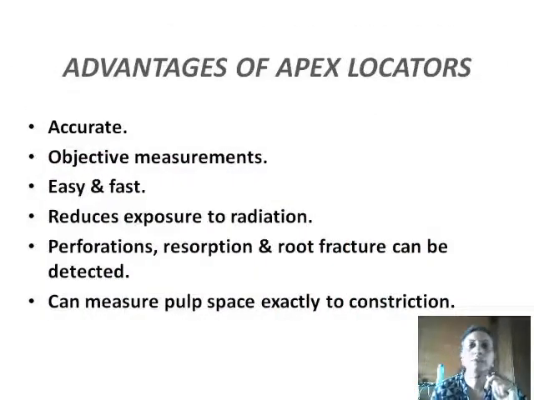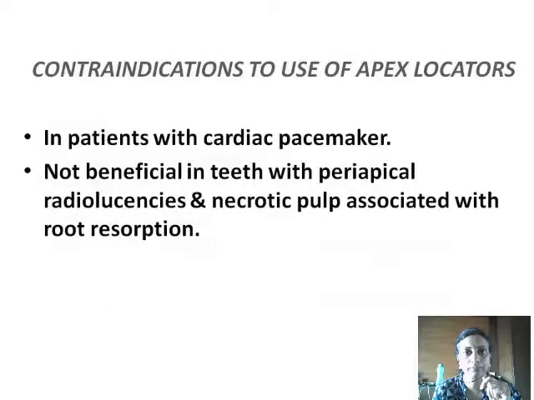So what are the advantages of apex locators? They are accurate, they are very objective in their measurements, and you don't need to keep repeating a radiograph. If there is a perforation or a resorption or root fracture, that can also be detected, and it can measure the pulp space exactly to the constriction. That is, it can measure the apex accurately.